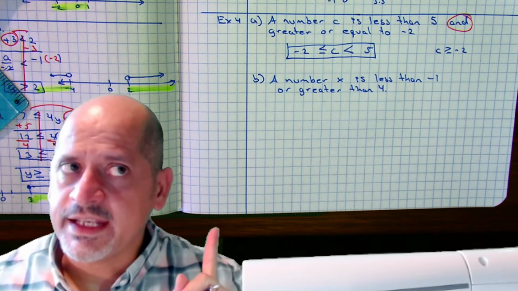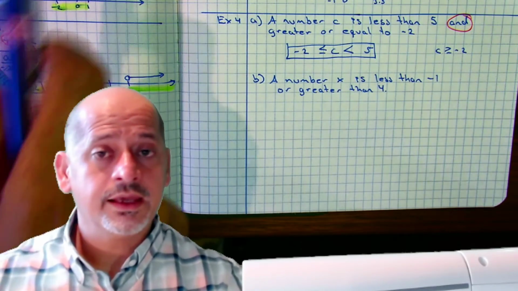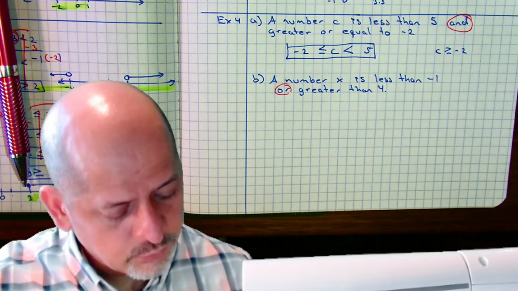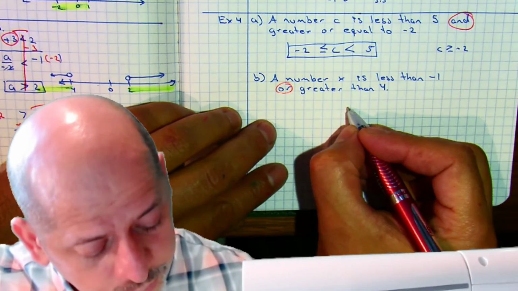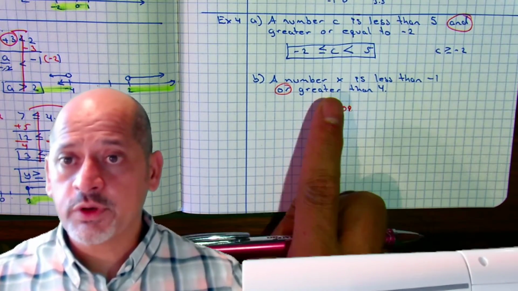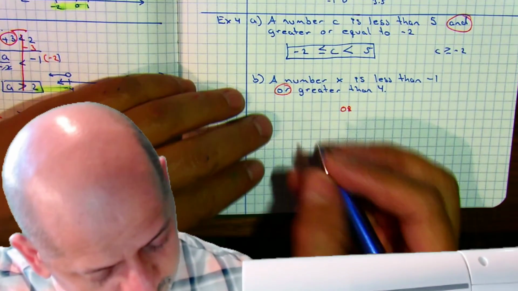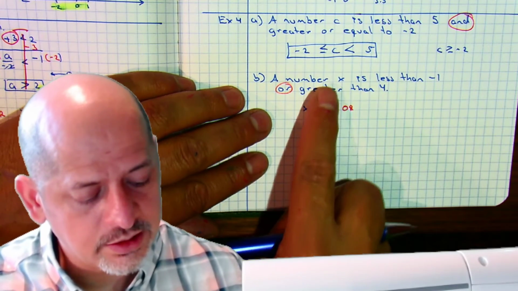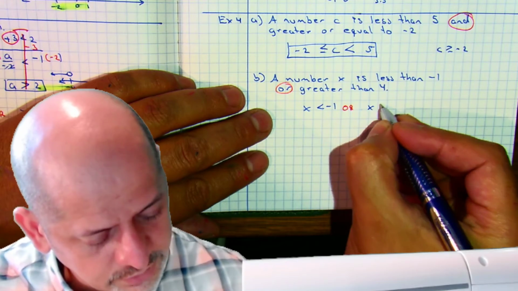So I need to think, is this an and or an or? This is an or. It tells you right here. So let's see. On an or, we basically just place that word or in between, and we write two separate inequalities. The first one is the number x is less than -1. So x is less than -1. And the second one, the number x is greater than 4. So x is greater than 4.